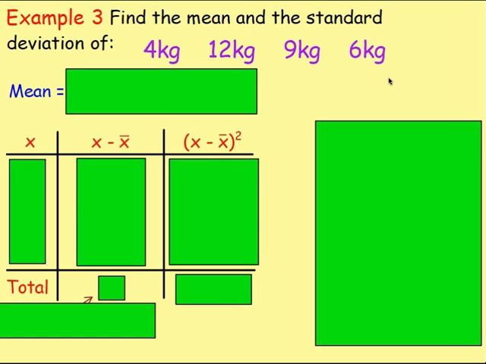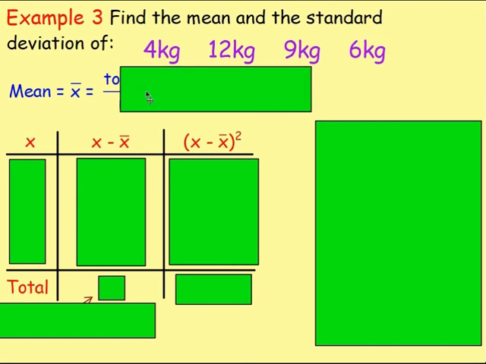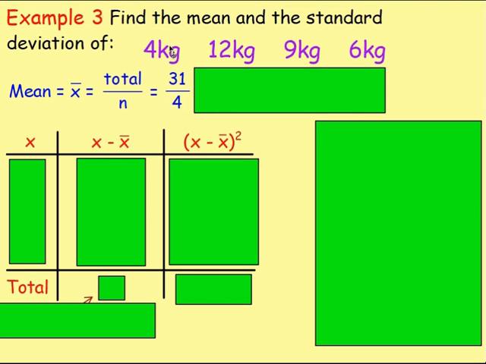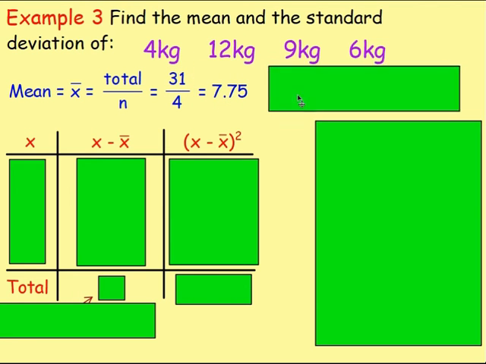We want to work out the mean. First of all, remember the mean is x bar. That's how you read it. It's x with the wee line above it. Don't say x with the wee line above it. Say x bar. So, x bar is the total: the 4 add the 12, add the 9, and the 6, divided by how many numbers we have. That gives you 31. Divide that by 4 and you get 7.75.